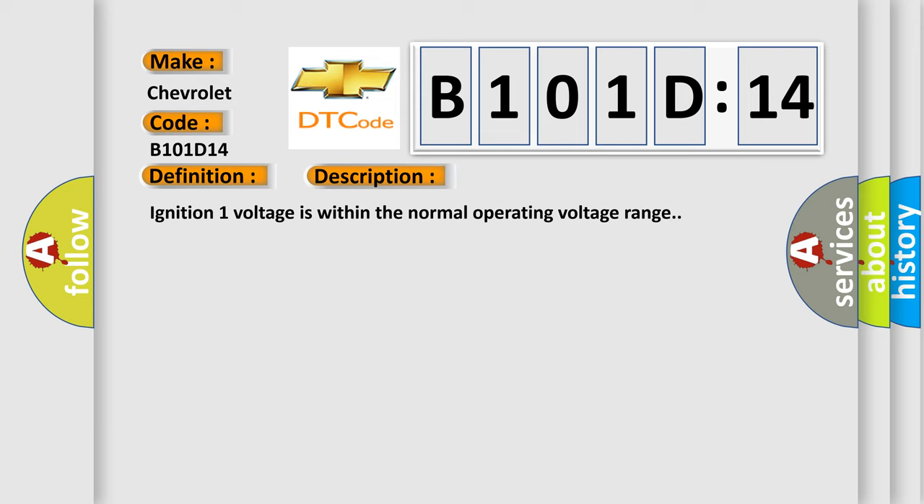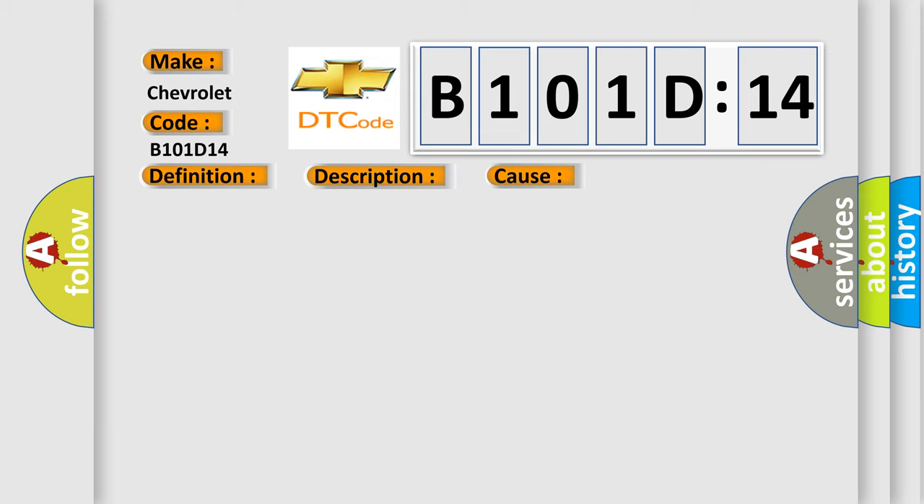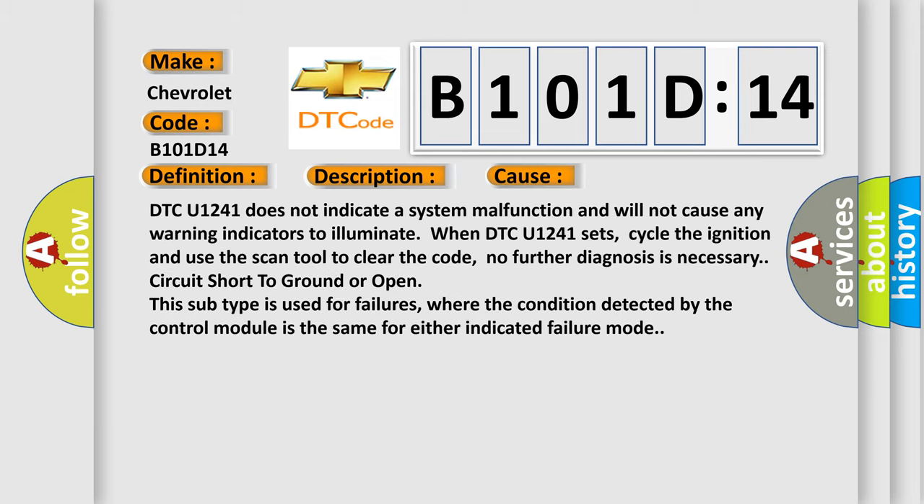This diagnostic error occurs most often in these cases. DTC U1241 does not indicate a system malfunction and will not cause any warning indicators to illuminate when DTC U1241 sets. Cycle the ignition and use the scan tool to clear the code. No further diagnosis is necessary. Circuit short to ground or open. This subtype is used for failures where the condition detected by the control module is the same for either indicated failure mode.